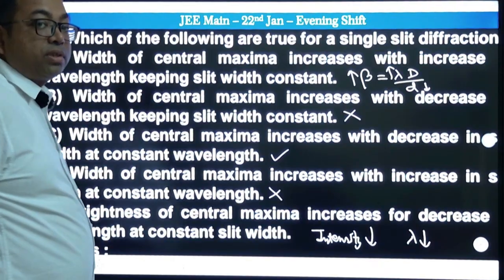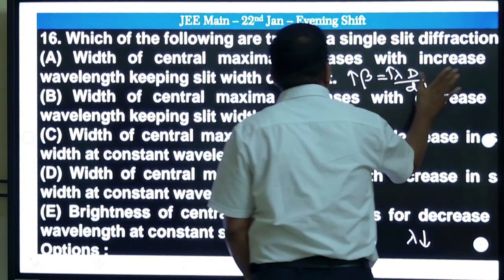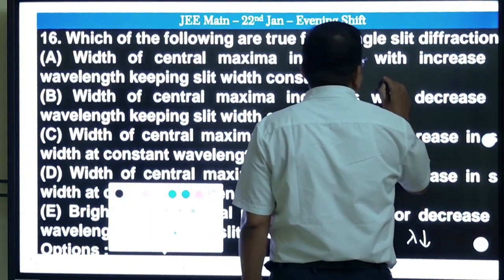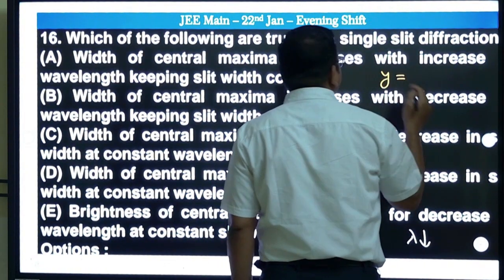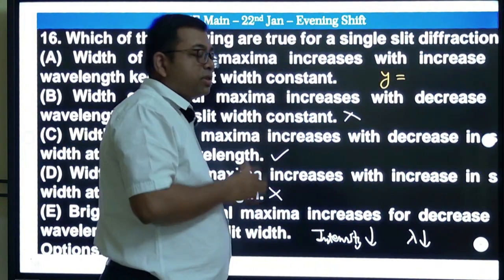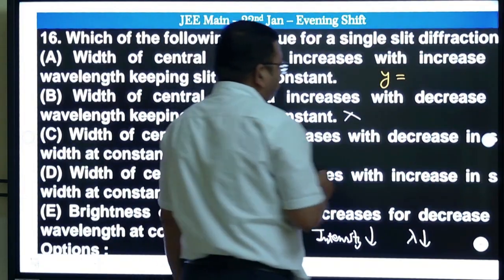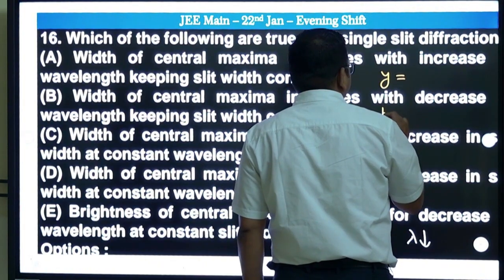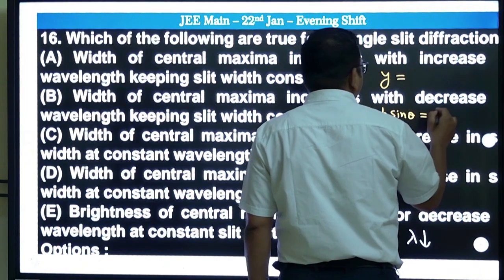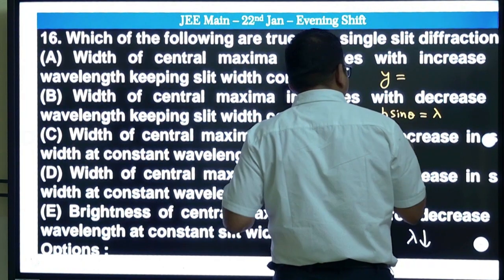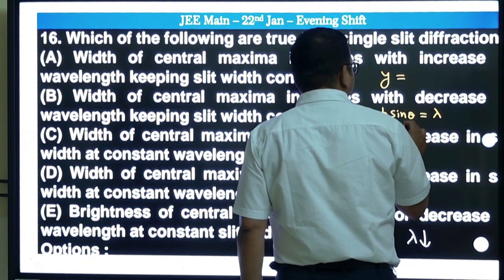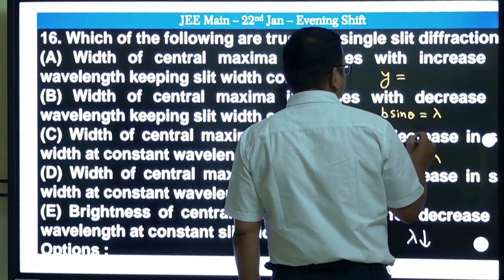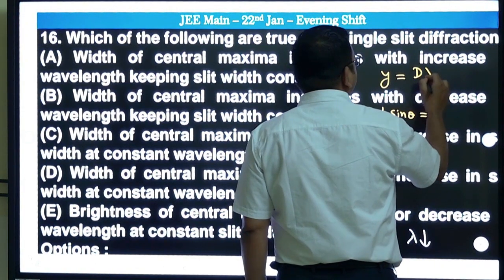Single slit, not double slit, sorry. Single slit means what will be that width? The radius of the first dark spot, what is that radius? For first minima, b sine theta is n lambda. Theta is y by capital D, so y by D is lambda by b. So y is D lambda by b.